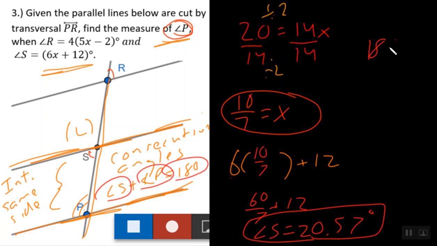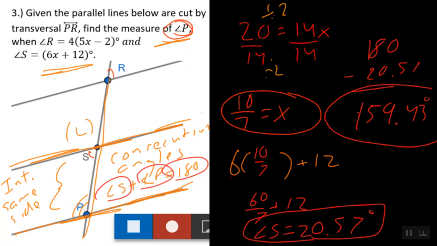Well, remember, we said that angle S and angle P both add up to 180. We can simply do 180 minus 20.57, okay, and 180 minus that answer, and we'll get 159.43 degrees. So we could say that angle P, we'll go ahead and switch back over here, we can say that angle P is equal to 159.43 degrees. Alright, let's move on to our fourth and final example for this video.